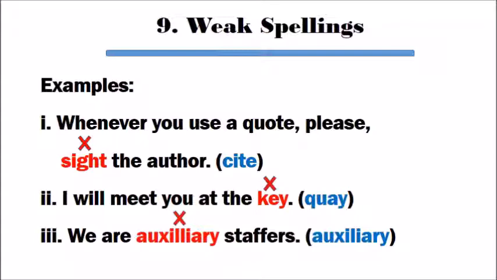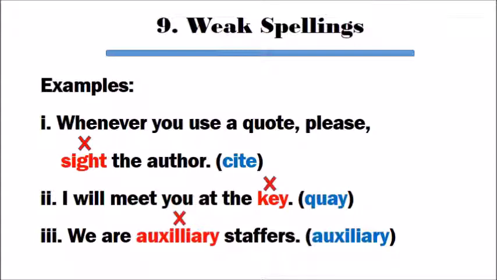The second example says, I will meet you at the quay. Well, there is a place, a harbor, a place at the dockyard called a quay. And look at the spelling, Q-U-A-Y. K-E-Y in this instance probably points to what we use to open the door, or if you use it as an adjective, to become something important. So Q-U-A-Y would have been better here.